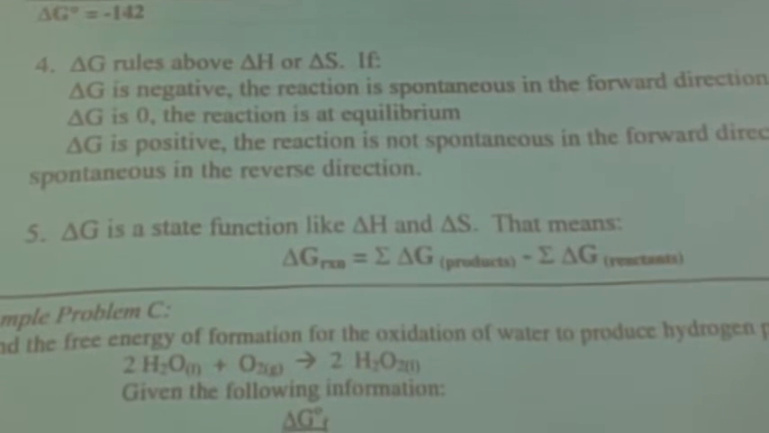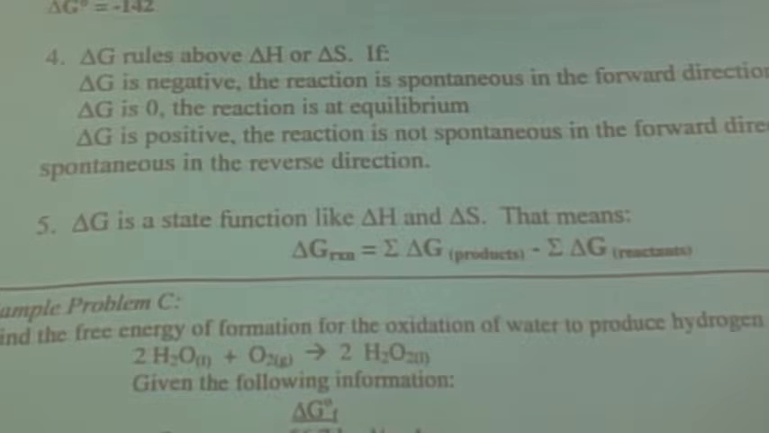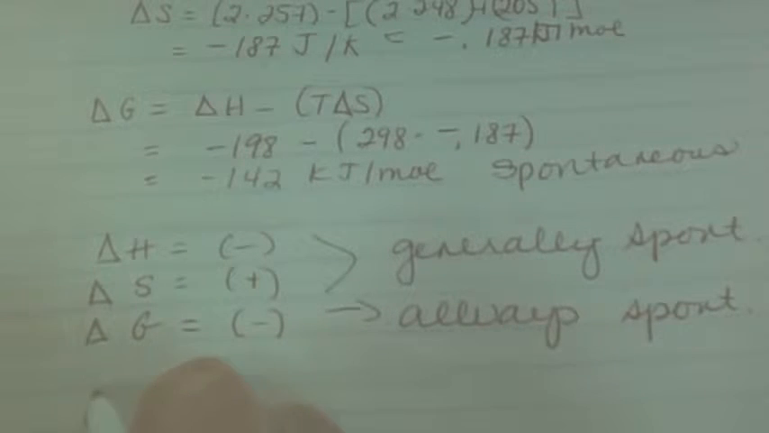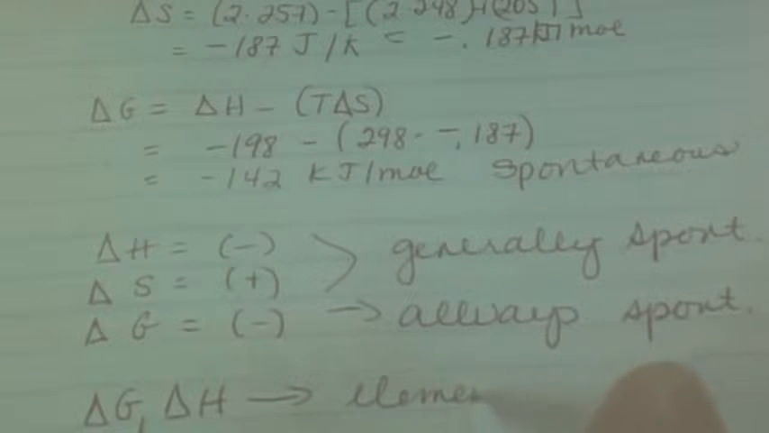And now is the time I would like to tell you that delta G is a state function like delta H and delta S. That means it's the sum of the products minus the sum of the reactants. I would like to point out to you again that the delta G values for elements are 0. So if you are highlighting stuff to remember for the quiz, you should remember delta G and delta H for elements have 0 values. Delta S has a value for elements.